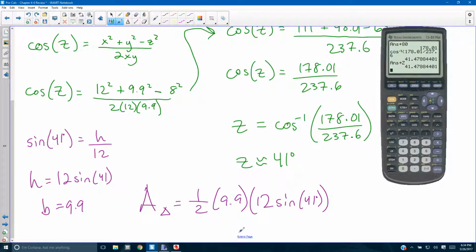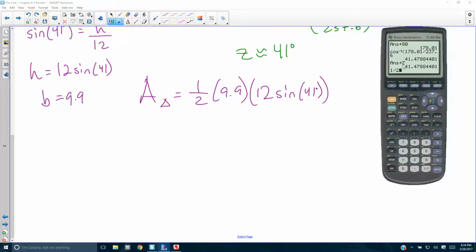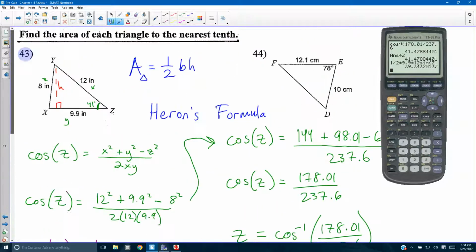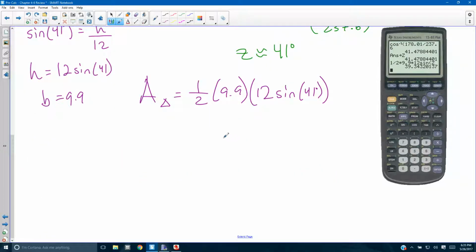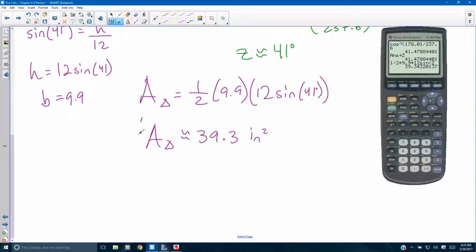So let's go ahead and compute that. And again, for 41, I'm going to be using this letter Z right here. I won't be using 41 exactly. I'm sure the answers wouldn't be too far different otherwise. 9.9 times 12 times sine of Z right there. This gives us our full answer of 39.343 and so on. So rounding to the nearest 10th, the area of my triangle is approximately 39.3 square units. What do we got? Miles? Inches. Square inches. I think square miles is a much different answer. 39.3 square inches approximately. That solves it there.